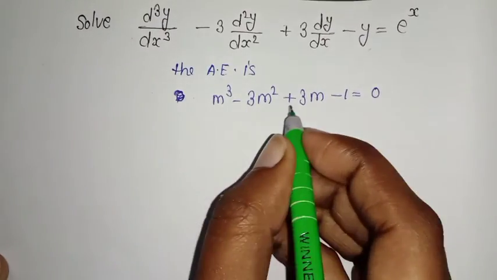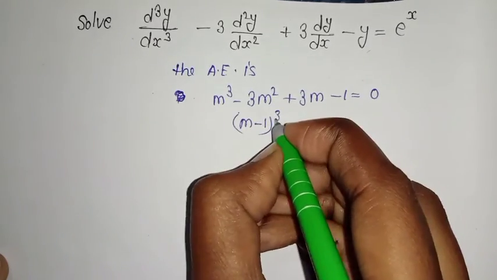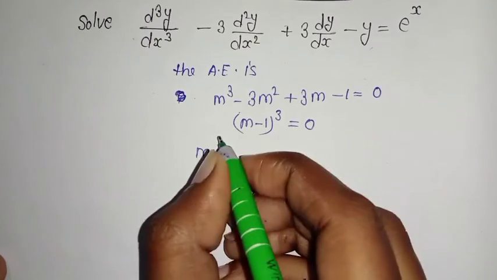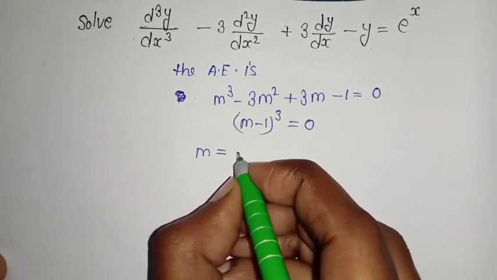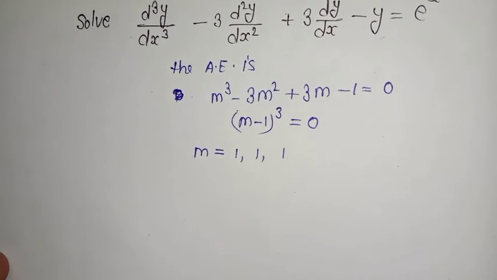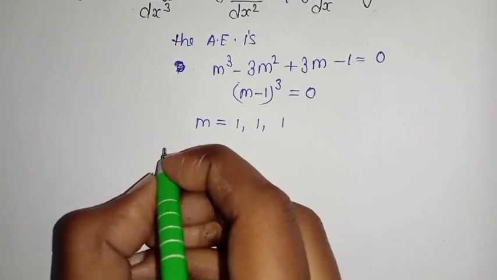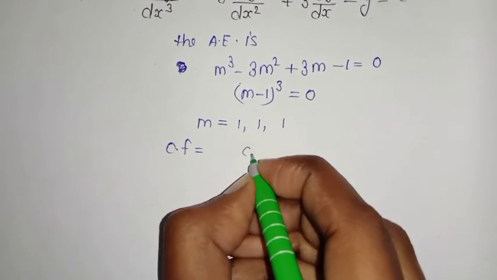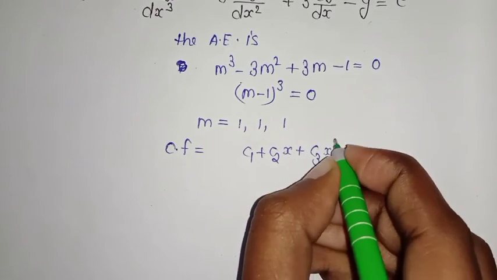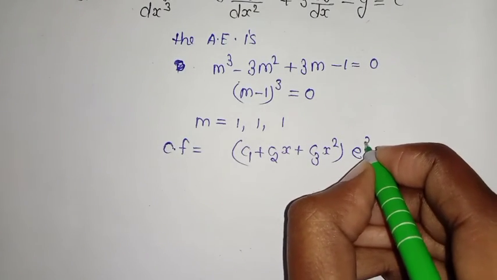So if we see, then this is the cube of m minus 1. So m minus 1 raised to power 3 is equal to 0. Now we see that there are 3 values of m and all are equal, 1, 1, 1. So how to write the CF in this case? I told you that when all the 3 roots are equal, then the CF is C1 plus C2x plus C3 x square into e raised to power mx, that is x.